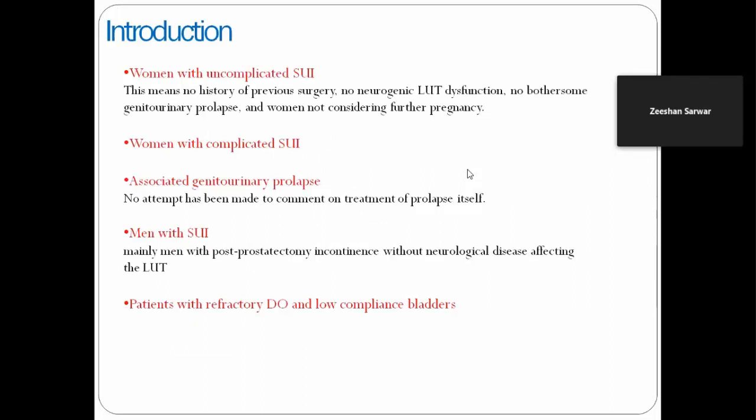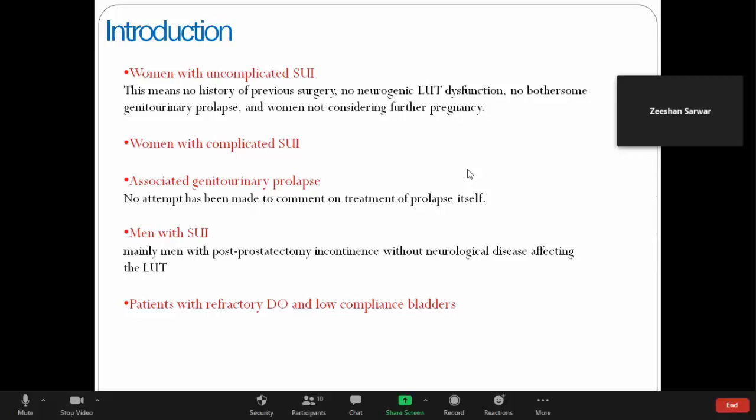To better understand, the EAU categorized the patients into four or five categories, which included women with uncomplicated stress urinary incontinence. In this, the patient has no history of previous surgery, no neurogenic lower urinary tract dysfunction, and no bothersome genitourinary prolapse, and the woman is not considering further pregnancy.